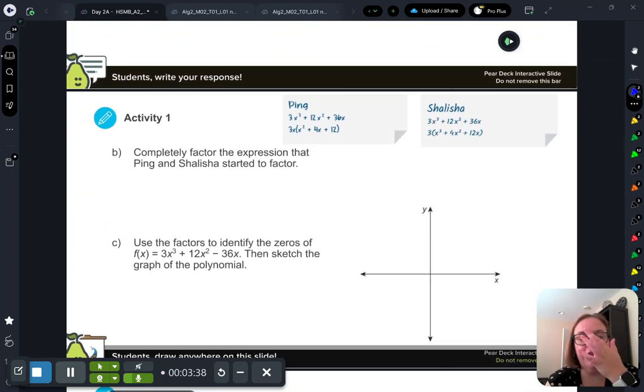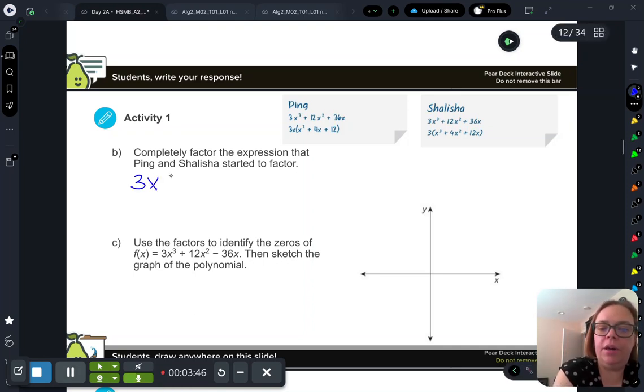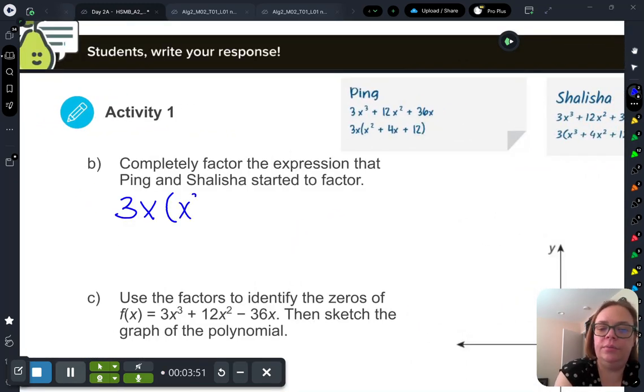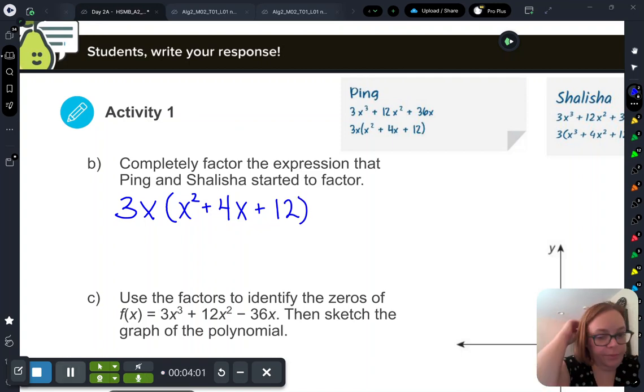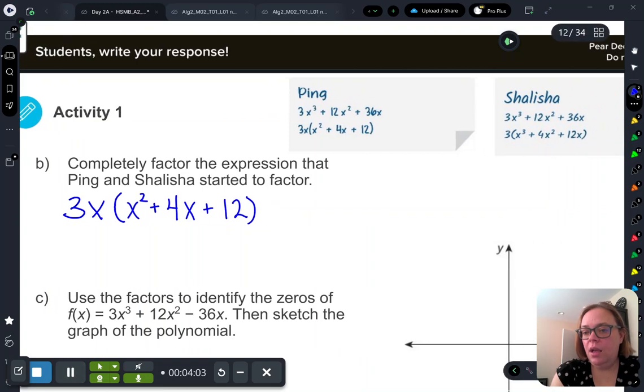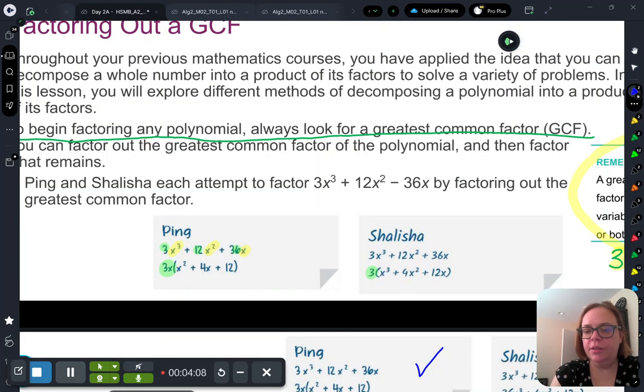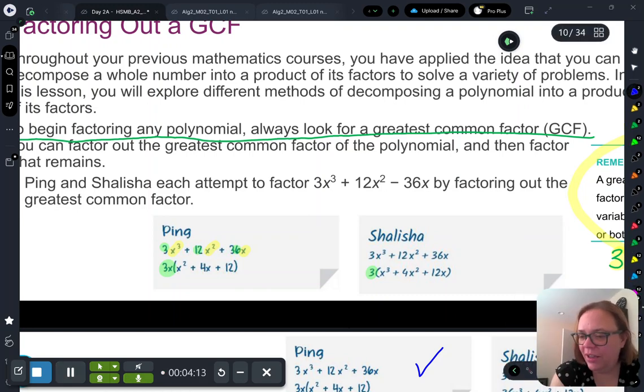So now let's completely factor that expression, because he's not done. Okay, so let's go with Ping's 3x, which he already took out. Let's focus on what we have left inside. Okay, so there's an error in the book. There's a plus where it should be a minus. So let me show you what I mean, and you can fix it in your book.